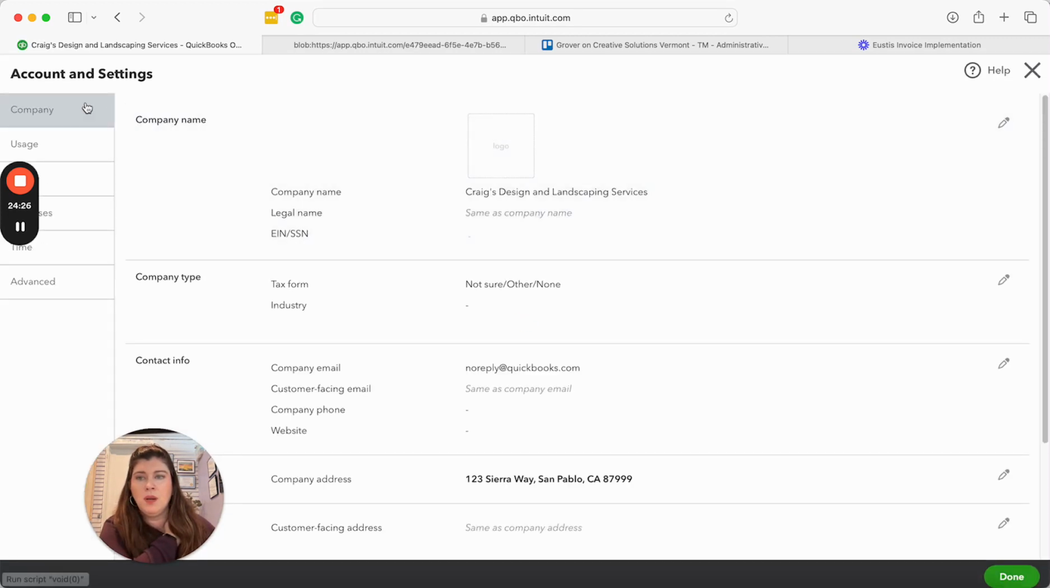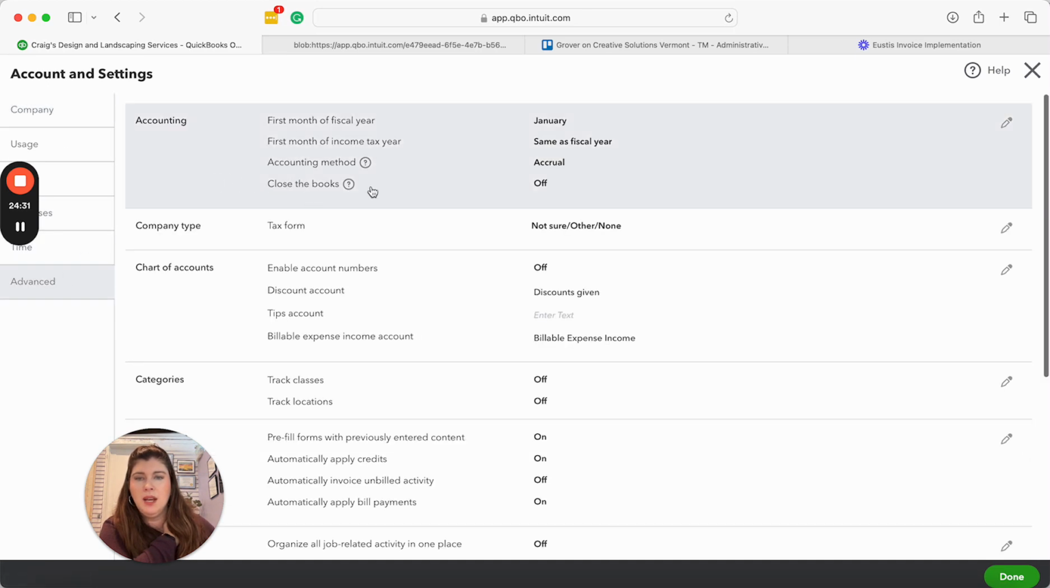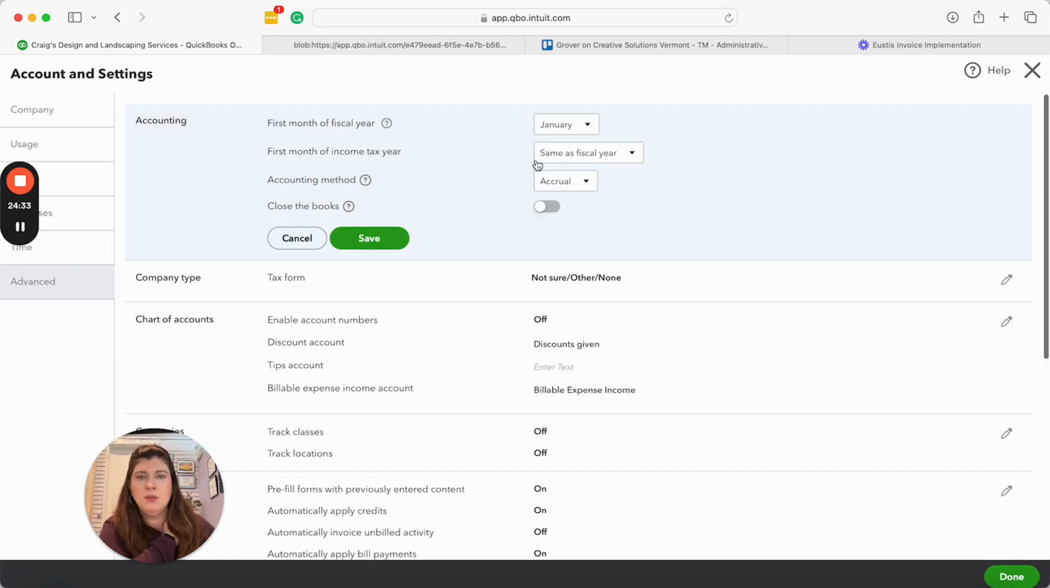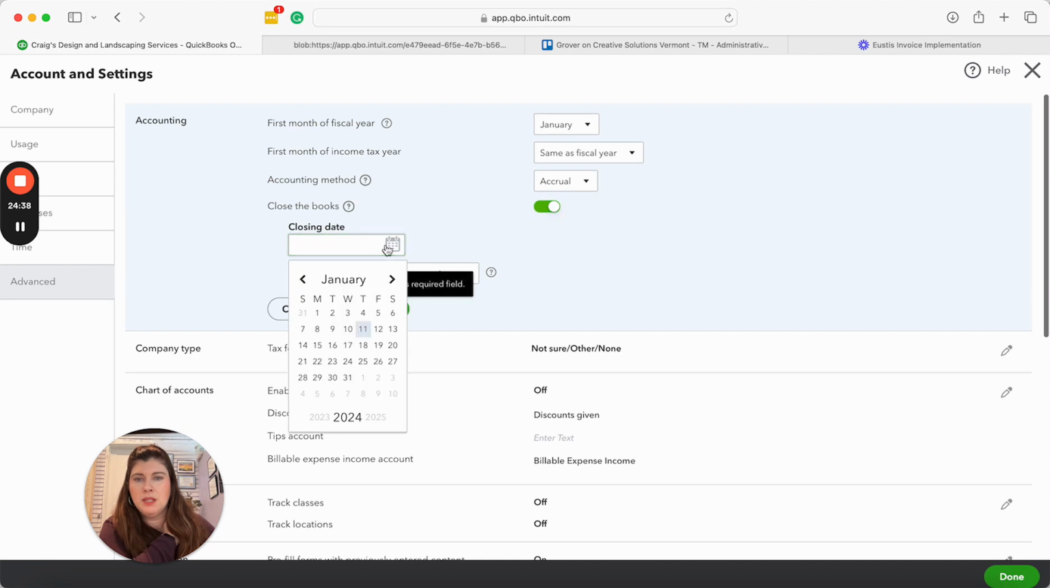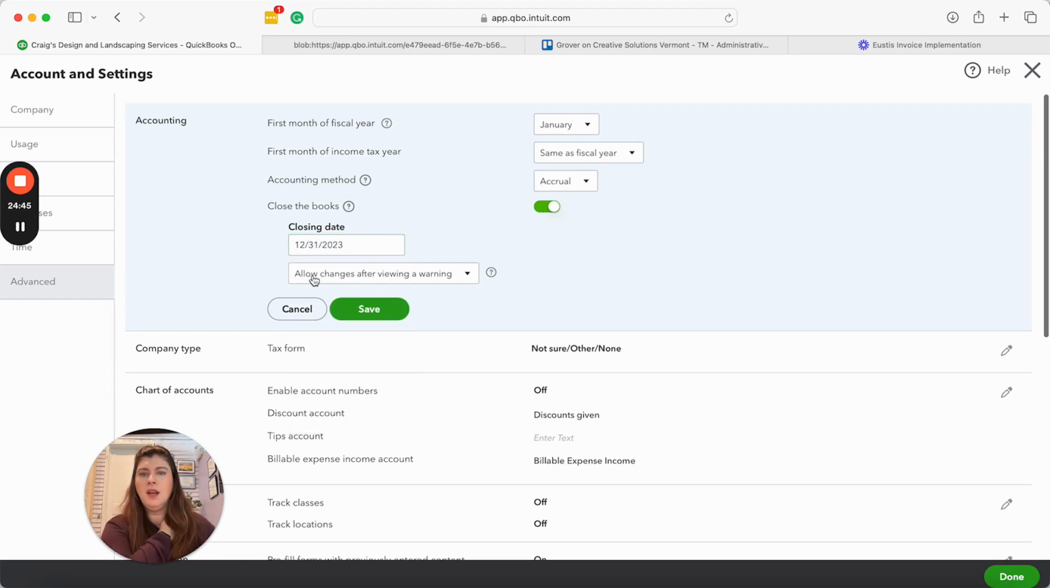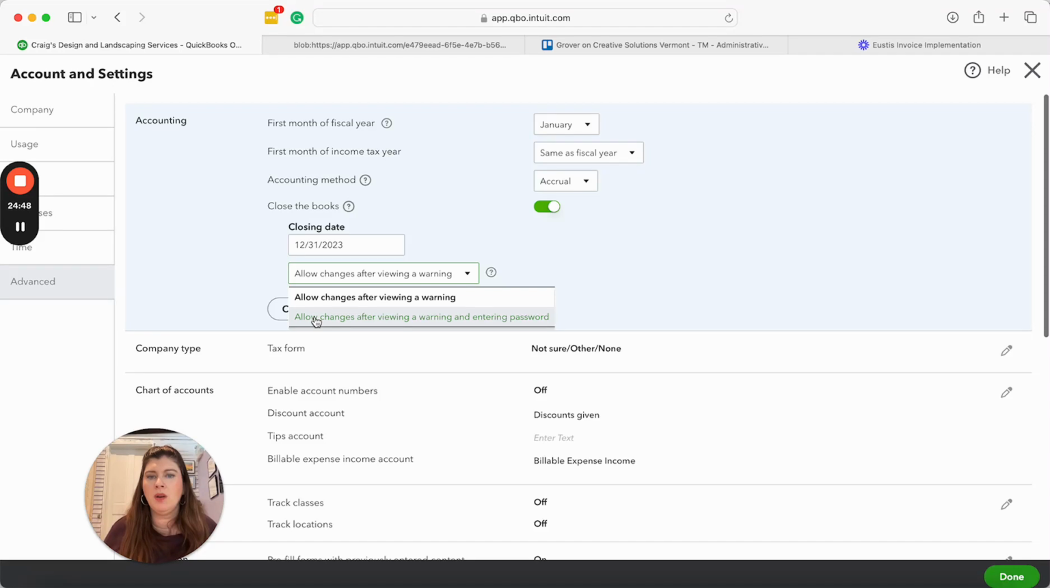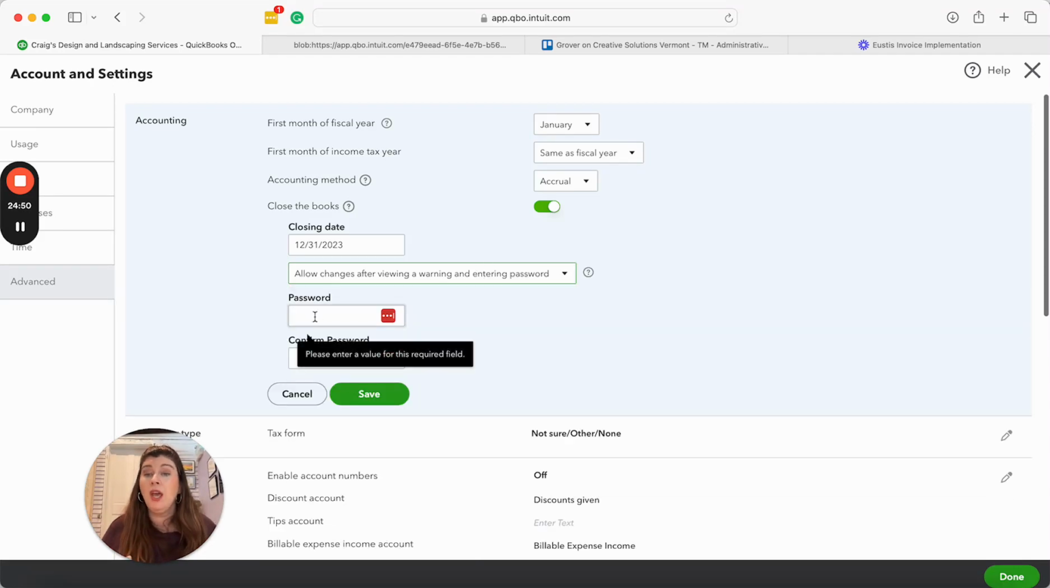And then if you go into the company settings right in here and you go to advanced, right here is where you can close your books. Okay? And you're going to put the closing date of the end of the year. And you can do allow changes after a warning or using a password. If you're the only one in your books, go ahead and do after the warning. If you have employees that have to enter certain aspects of your business, choose a password.